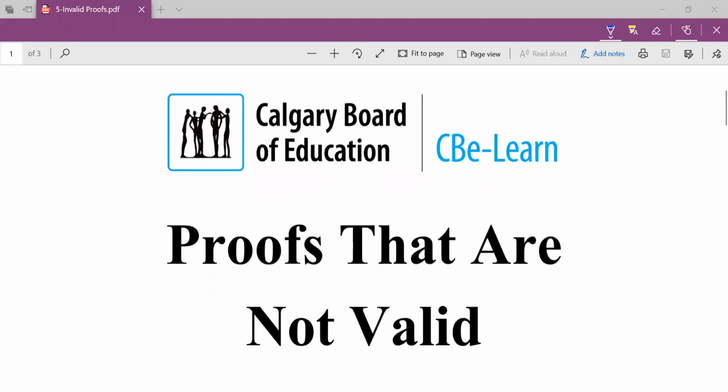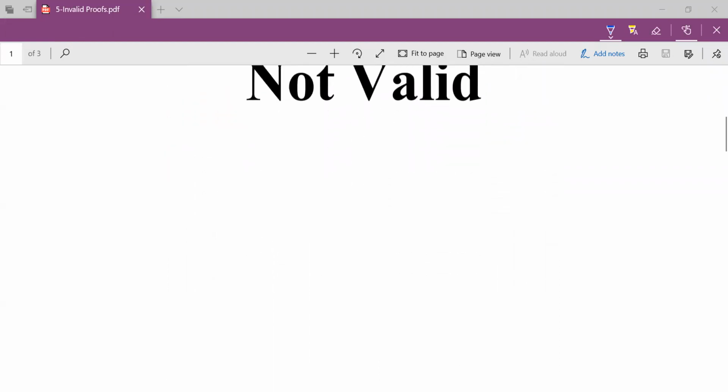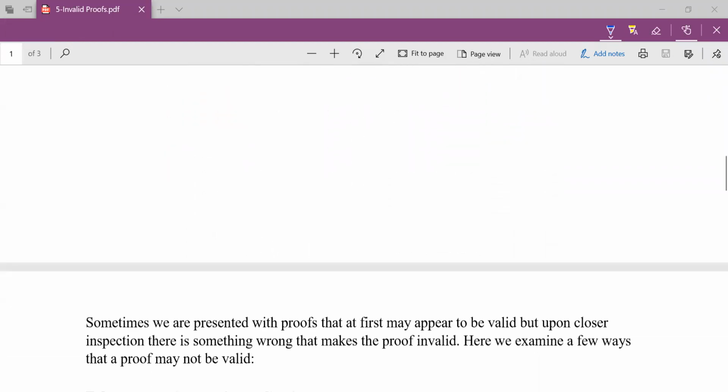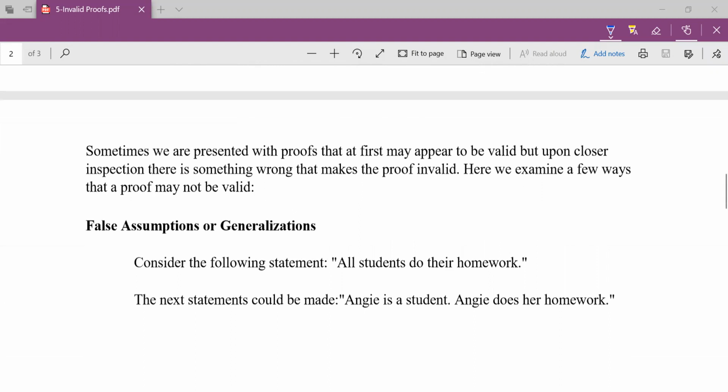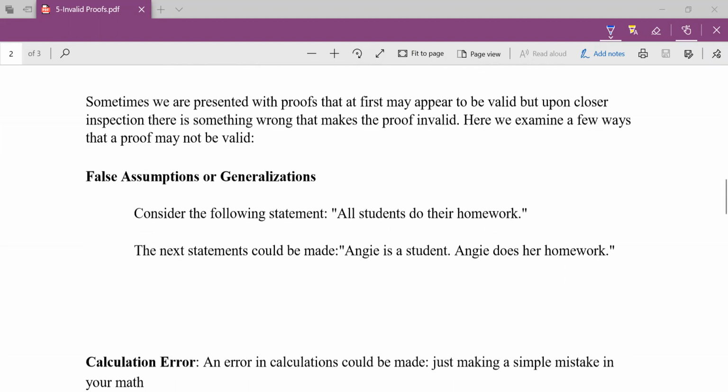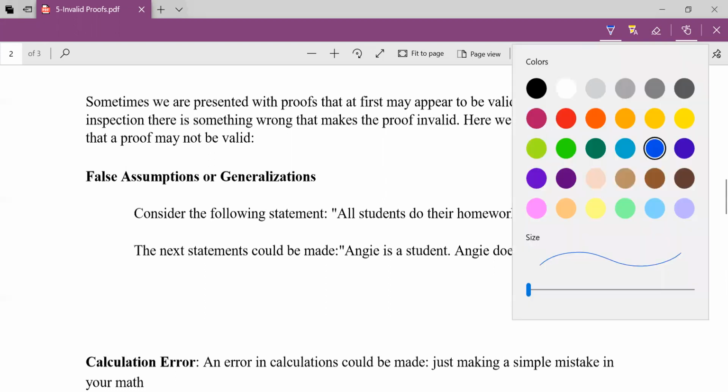Hey, here we go. In this lesson, we're going to look for proofs that are not valid. So this is where someone's created a proof and there's an error in it somewhere. And usually with these kinds of proofs, we can tell there's something wrong just based on what the statements are saying. They almost sound too good to be true. So here we go. We're looking for things that might make our proofs invalid.